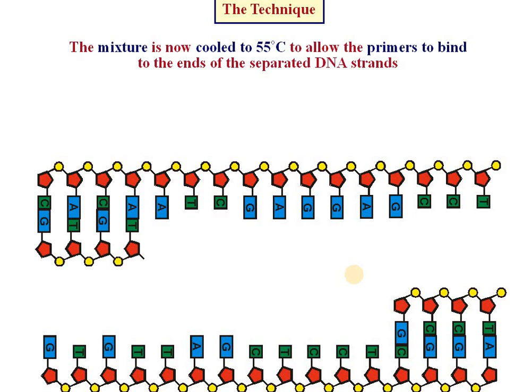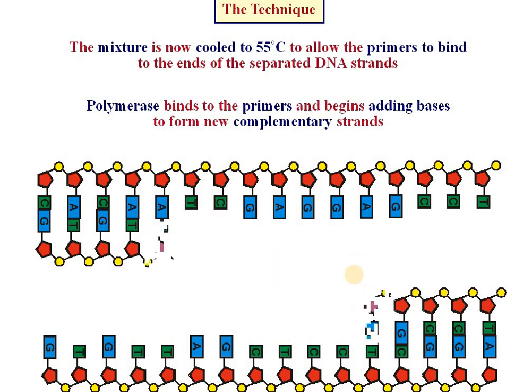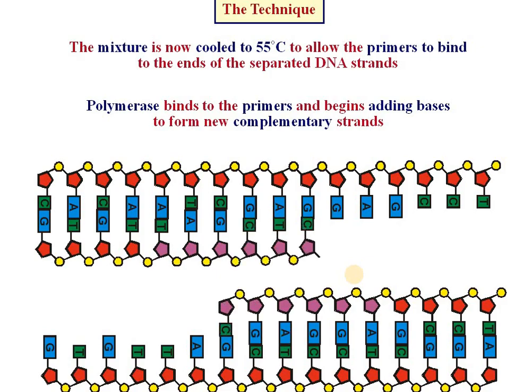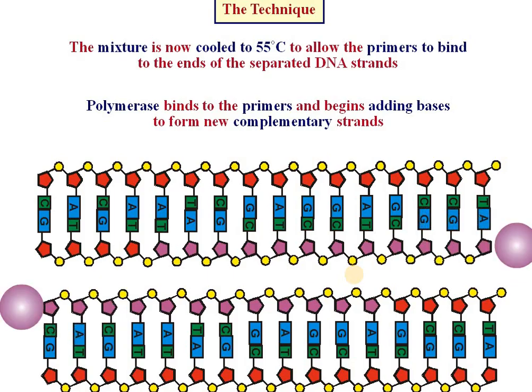Once the primer is bound to your parent DNA, then your enzyme will come into action. Your enzyme Taq DNA polymerase will add the base pairs. You have to again increase the temperature up to 72 degrees Celsius so that your enzyme will be active. When you increase the temperature to 72 degrees Celsius, your enzyme will add base pairs like this. It adds base pairs which are complementary to the parent DNA strand, so that new DNA will be synthesized.